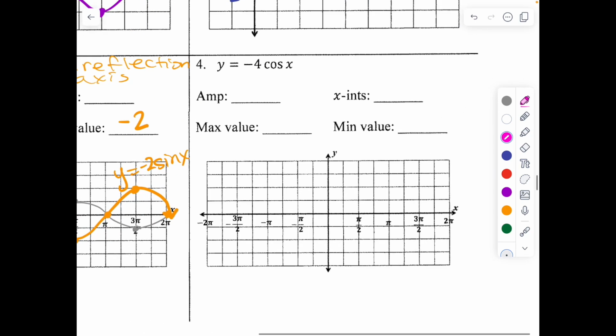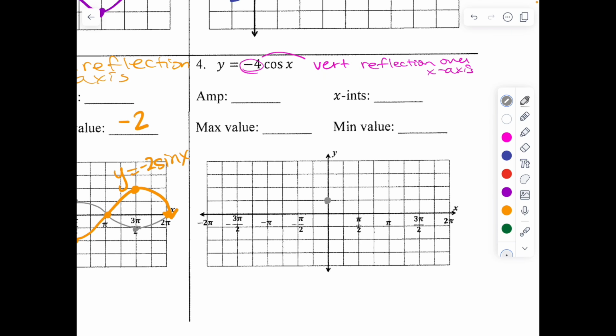All right, last one. Let's look at our -4 cosine. So again, this is a vertical reflection over the x-axis. And that means we're going to take and flip everything over the x-axis.